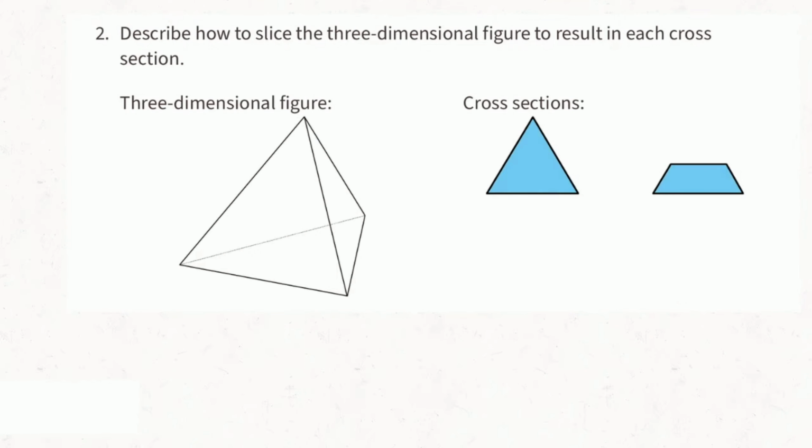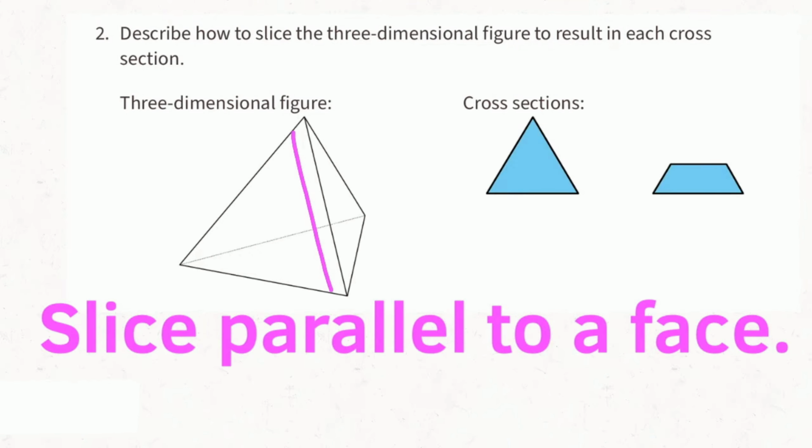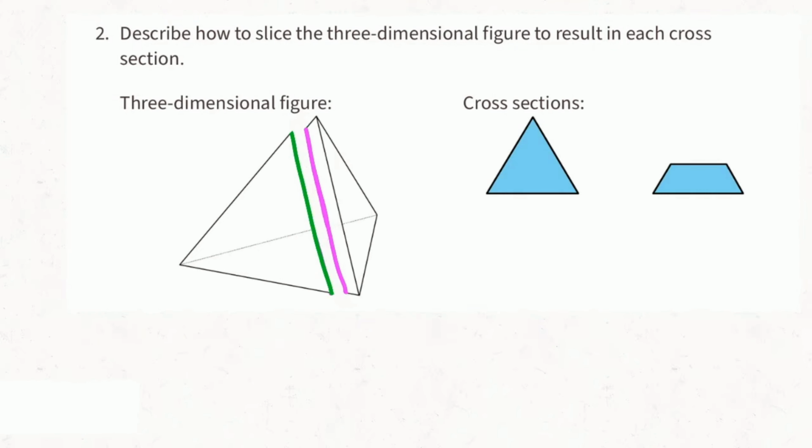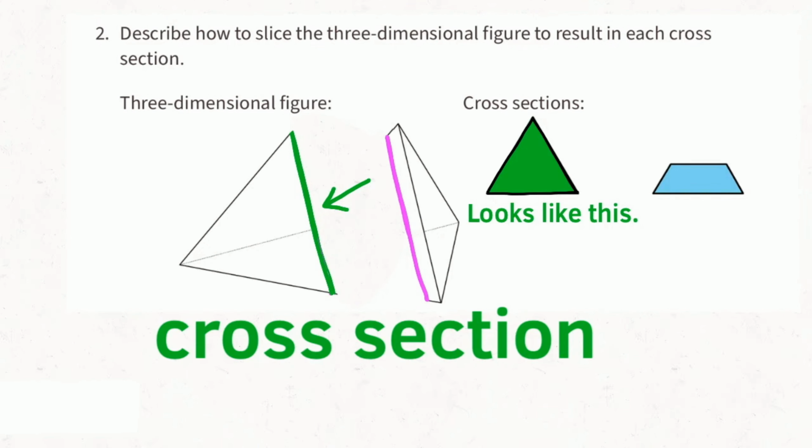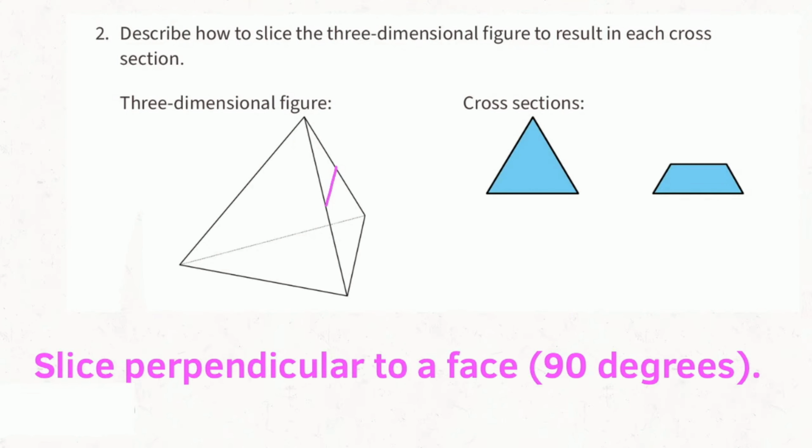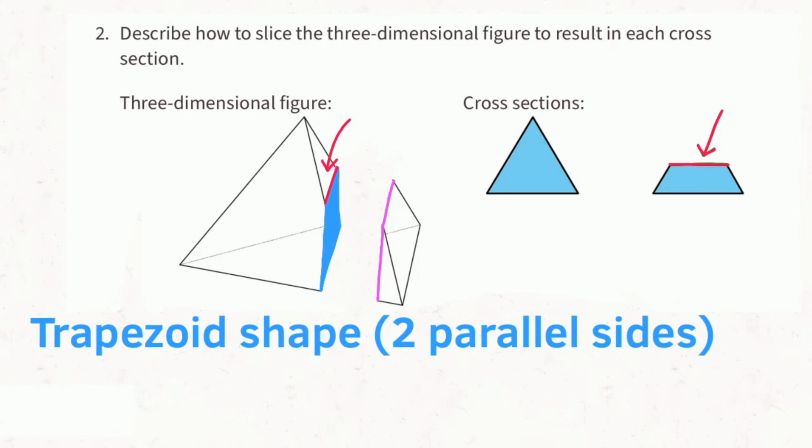Problem number 2. Describe how to slice the 3-dimensional figure to result in each cross section. Slice parallel to a face, and if you looked at it straight on, the cross section would look like this. Slice perpendicular to a face, and if you looked at it straight on, the shape of the cross section would be a trapezoid, just like this cross section.